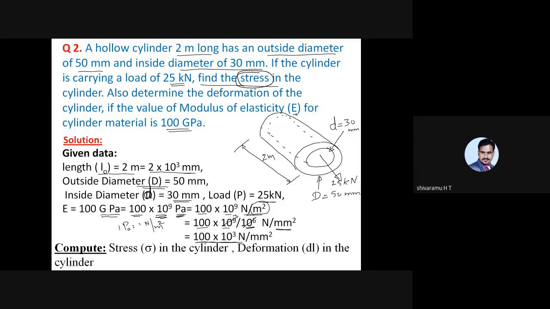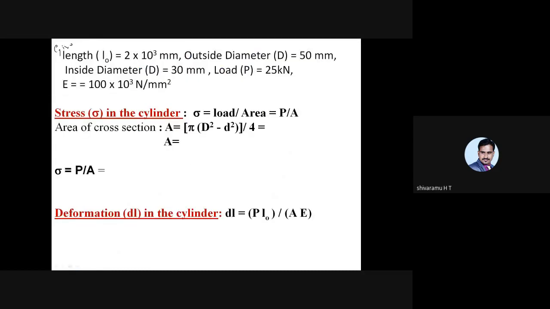Here in the question, it is asked to find the stress in the cylinder and also determine the deformation. So stress is sigma and the deformation of the cylinder is dl. Once again, here I have taken the given data: length L naught is 2 into 10 power 3 millimeter, outside diameter is 50 millimeter, inside diameter is 30 millimeter, load is 25 kilonewton, and Young's modulus we got is 100 into 10 power 3 Newton per square millimeter.